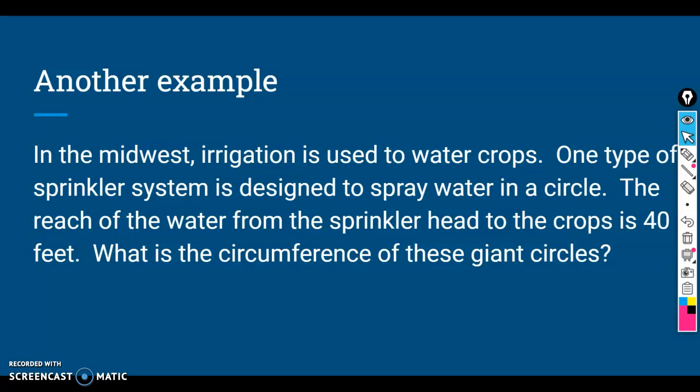In the Midwest, irrigation is used to water crops. One type of sprinkler system is designed to spray water in a circle. The reach of the water from the sprinkler head to the crops is 40 feet. What is the circumference of these giant circles? Pause the video and answer this question.